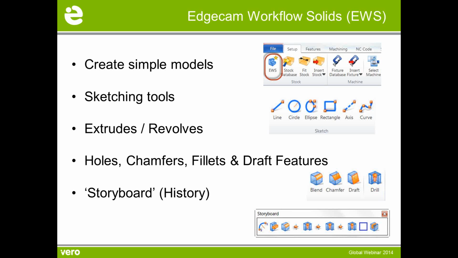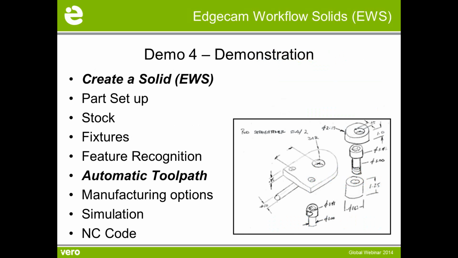As you can see here, we've got many sketching tools available to us. We've got the ability to create chamfers, fillets, blends, holes, and we'll be having a look at creating the solid model from a paper drawing, from a sketch. This is ideal for clamps, fixtures and simple components. So let's move back across to Edgecam and we'll create a solid model, and then we'll go through the same process again of setting the part up before manufacture.